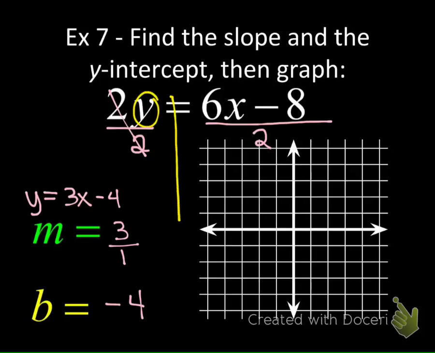Good. What do I graph first? Negative 4. 1, 2, 3, 4. And then how do I determine my slope? From that point, I go up 3. Then what? Over 1. Plot my point. Graph my line.